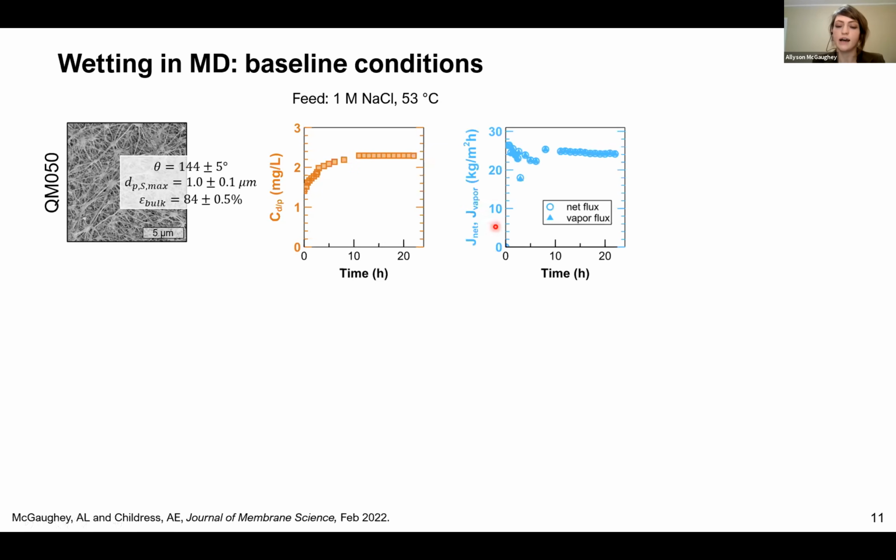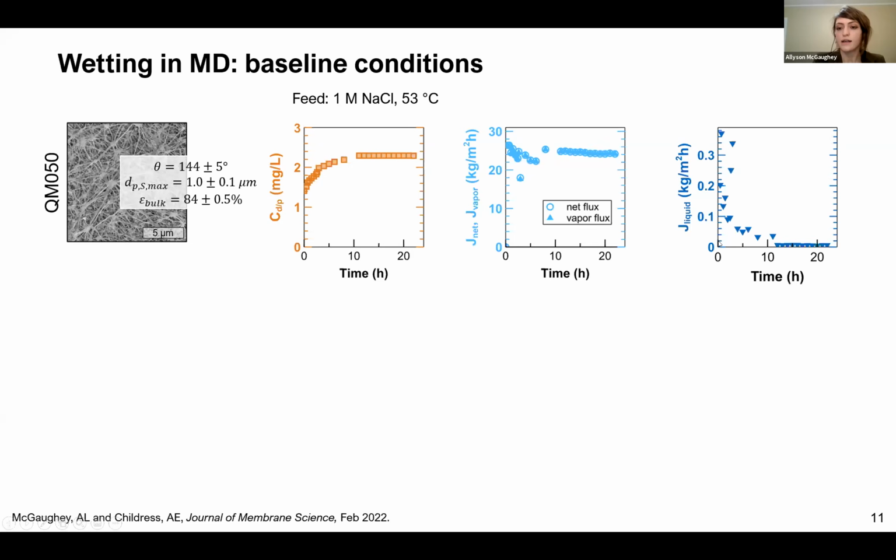And here I'm showing the net flux and the vapor flux. So we can see at this scale that net and vapor flux are nearly equivalent. So they overlap here. They're also relatively constant throughout operation. And finally, we have our liquid flux. So here, kind of curiously, liquid flux appears to decrease initially. And then after about 11 hours, it's approximately 0. So we know in MD that liquid doesn't stop diffusing through a wetted pore without intervention. So this suggests that something other than wetting is occurring.